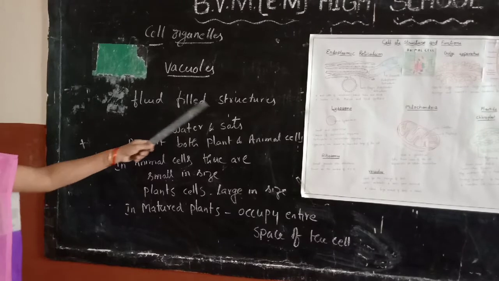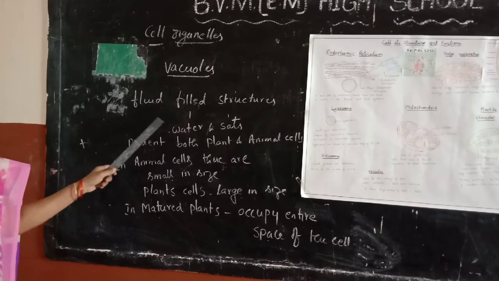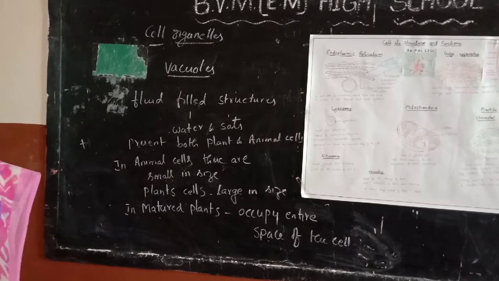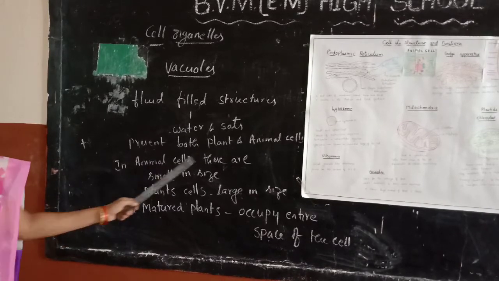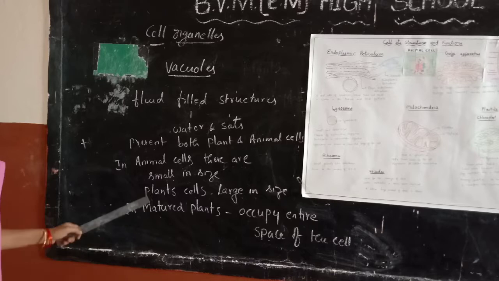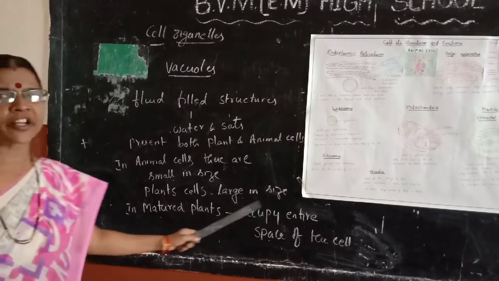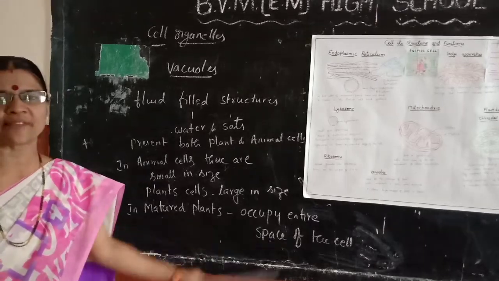Vacuoles are fluid-filled structures containing water and salts. They are present in both plant and animal cells. In animal cells, they are small in size. In plant cells, they are large in size. In mature plants, they occupy the entire space of the cell.